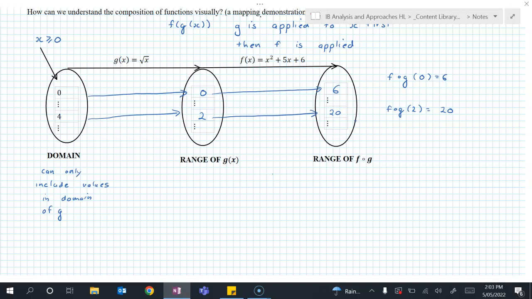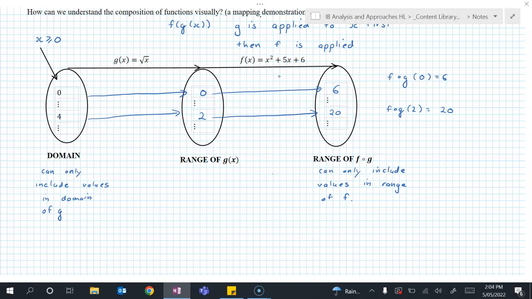Now the range of f composed with g can only include values in the range of f. Because I can't apply f to real values and get something that's not in the range of f. The range of f is limited in what it can give me. It will only ever give me values in its range. I'll never get values outside the range.